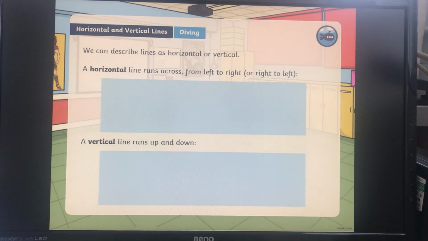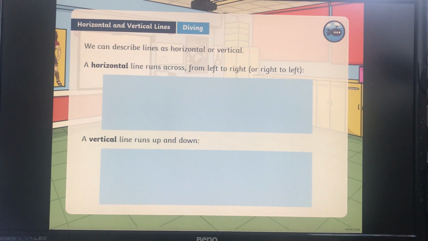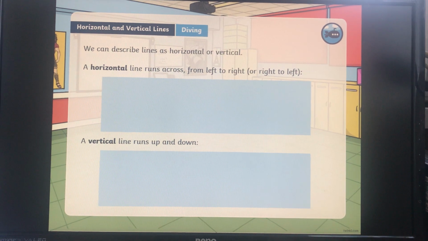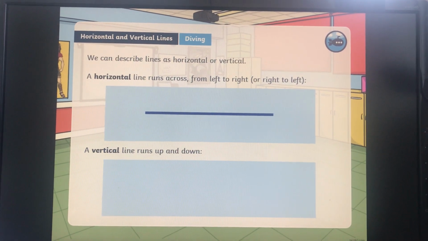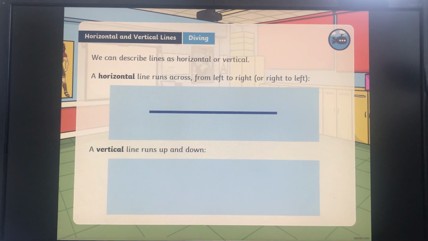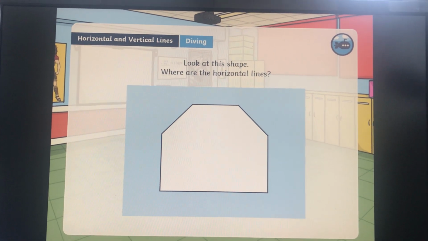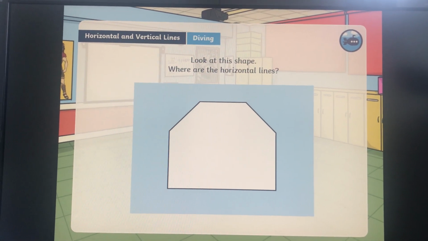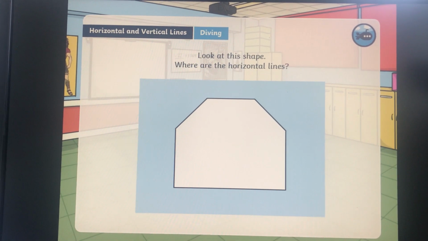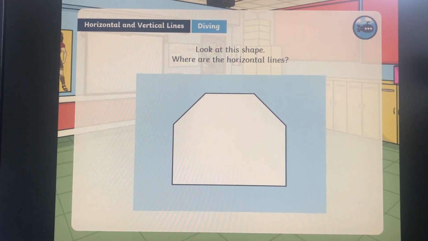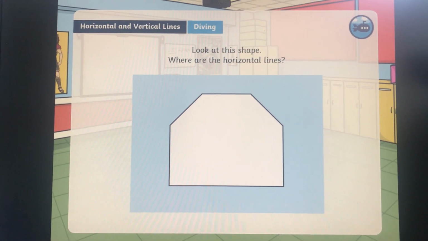So we describe lines as horizontal or vertical, and a horizontal line runs across from left to right or right to left, like this, and a vertical line runs up and down or down and up, like this. And if you look at this shape here, have a look and see if you can spot where the horizontal lines are. I'll give you a little while to have a look and see if you can spot the horizontal lines and count them for me.